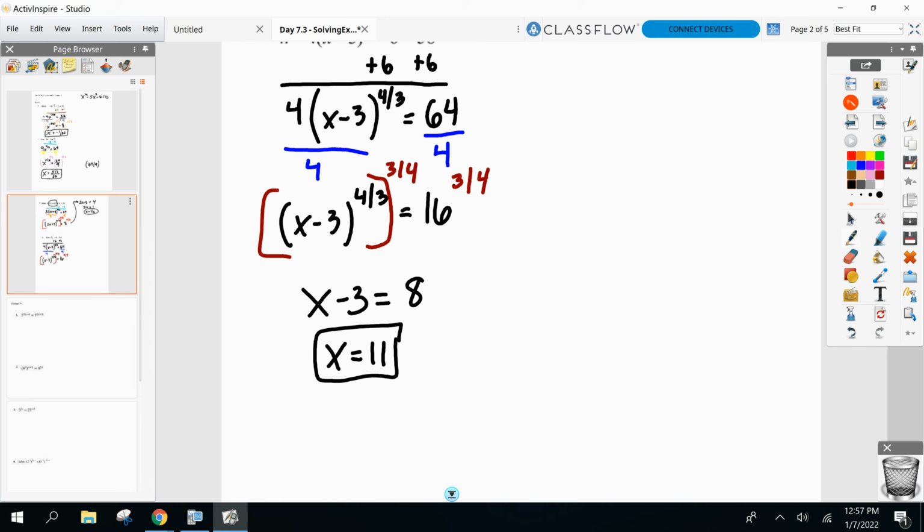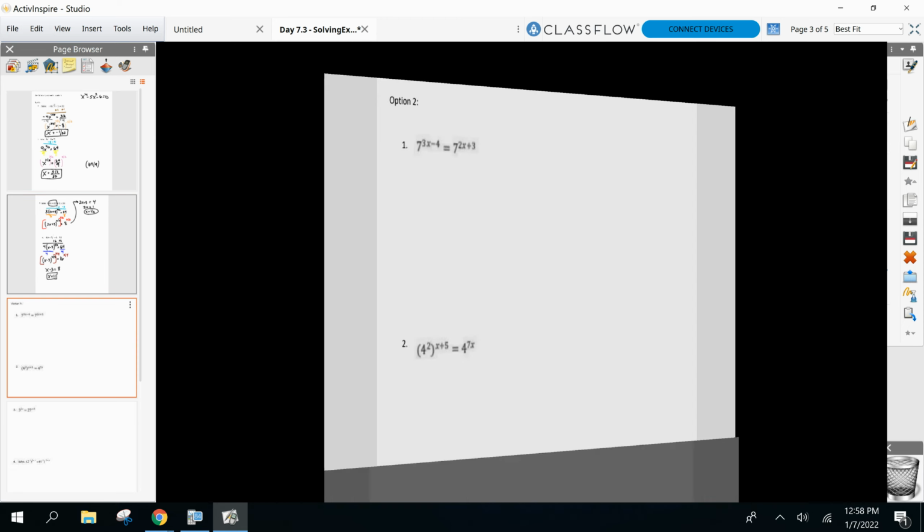How's 11 look? All right? Get the 6 out of there, divide by 4. Then once it's all alone, you can raise it to the reciprocal and then get the 3 out of there. Because we're going to go on a new type now. What happens now if the variable is the exponent?